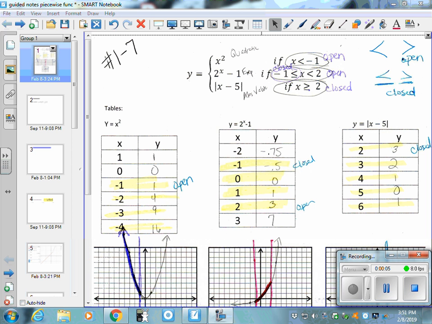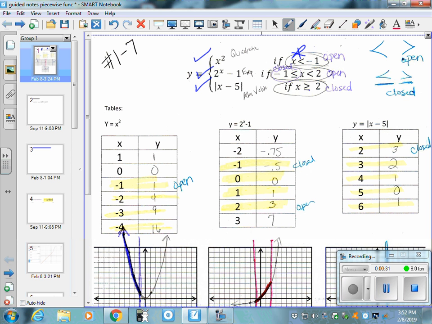Piecewise functions. This is the note that goes with the guided notes, piecewise functions, video going through most of these. The first slide you see is labeled number 1 through 7, and we actually took these 3 different graphs. You had a quadratic, you had exponential, and an absolute value.